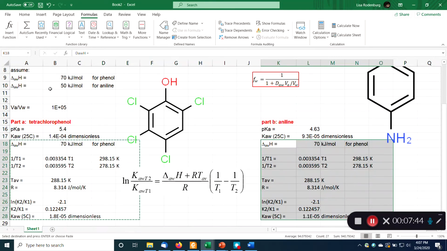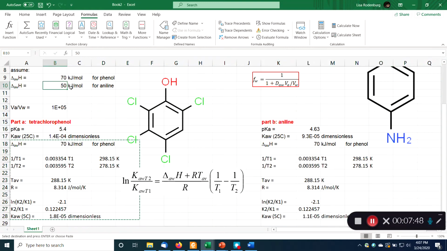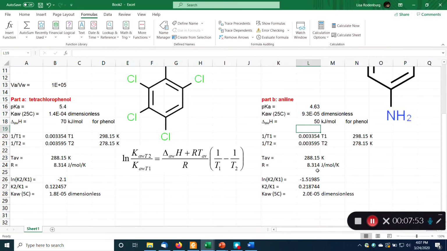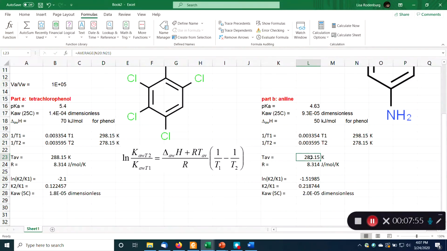Now the difference here is that the delta H for Henry's law for aniline is now only 50 kilojoules per mole instead of 70. And we know those should all be right. That should be right. That's all right. And we're using the correct Henry's law constant for aniline at 25 degrees C, and we're multiplying that by this ratio, so we have our new Henry's law constant.